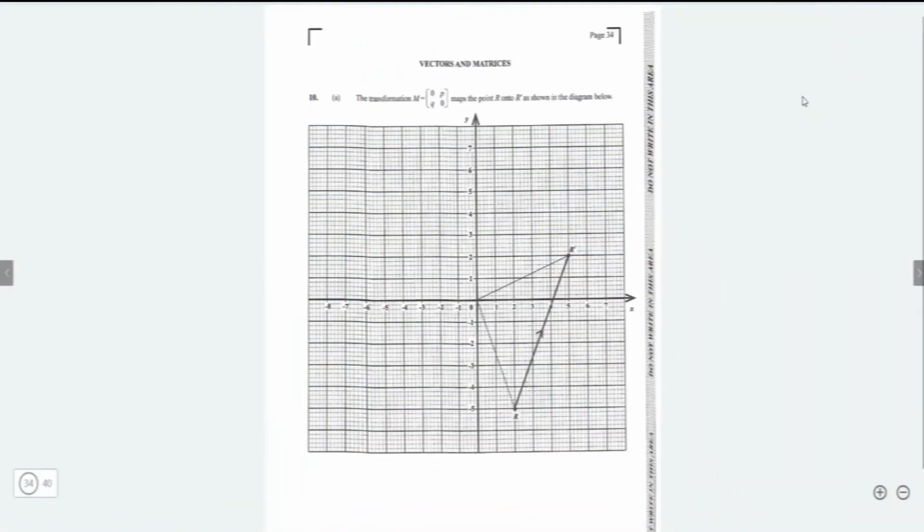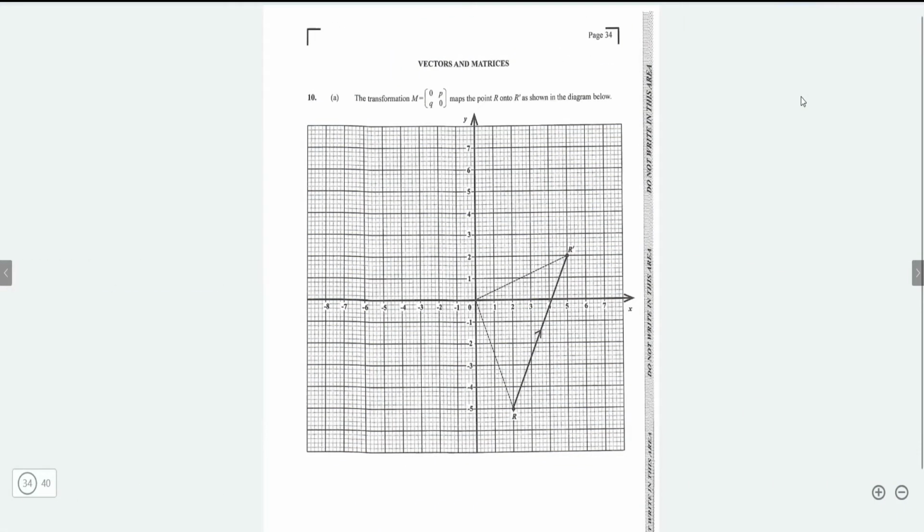Now we go to vectors and matrices. I like to say matrices and vectors. That sounds better. Now it tells us the transformation M, which is (0 p; q 0), maps R onto R prime. So first thing I want to do is look at the coordinates of R. R has coordinate (2, -5), and it maps onto R prime right here. R prime is (5, 2).